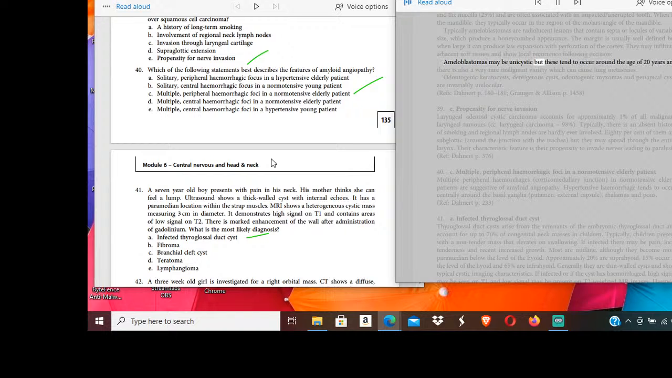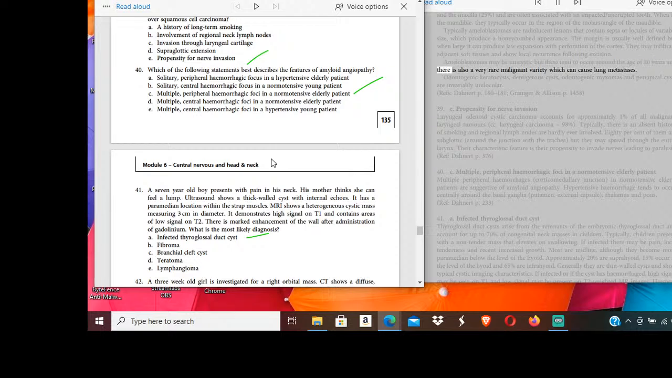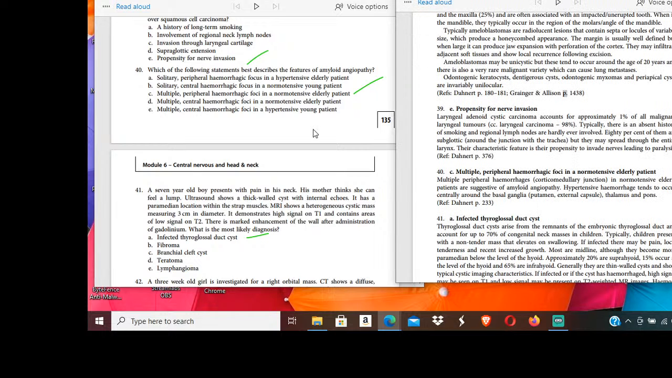Ameloblastomas may be unicystic, but these tend to occur around the age of 20 years, and there is also a very rare malignant variety which can cause lung metastases. Odontogenic keratocysts, dentigerous cysts, odontogenic myxomas and periapical cysts are invariably unilocular. Refs, Dähnert P. 1818, Grainger and Allison P.